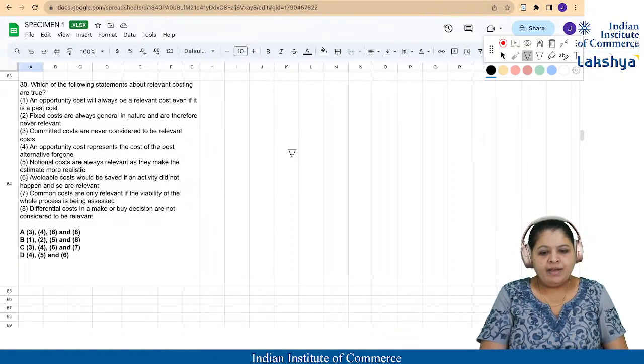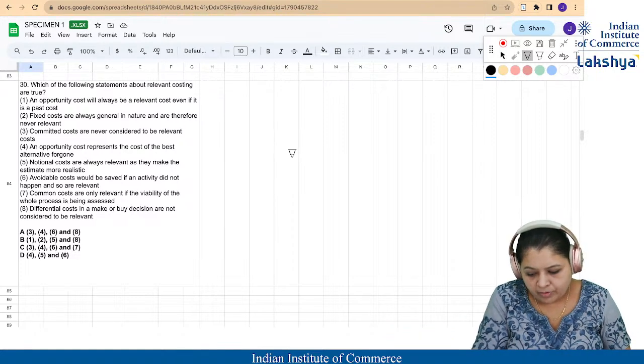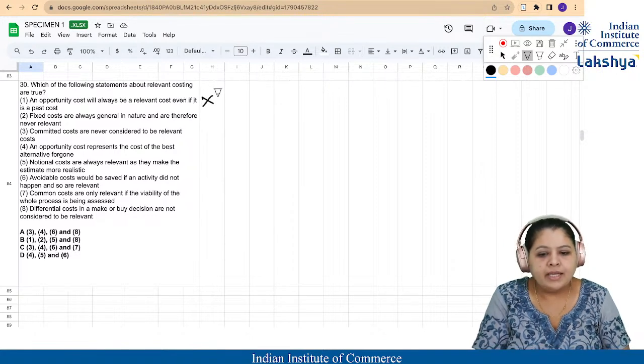So there is too much information that we have. Let's go one by one and figure out if they are right or wrong. An opportunity cost will always be relevant even if it is a past cost. Definitely not. Sunk cost does not come into the picture.